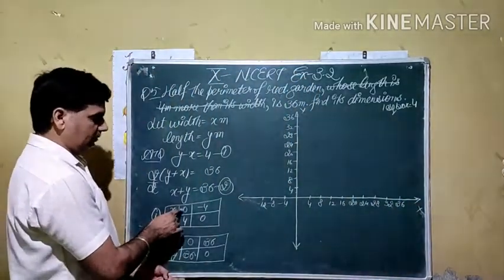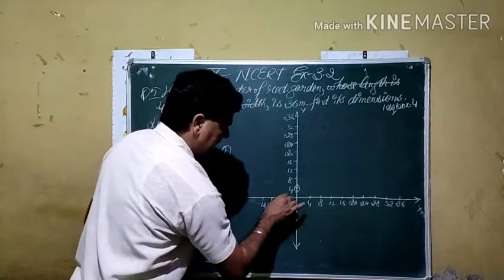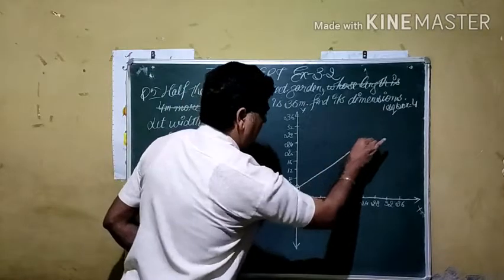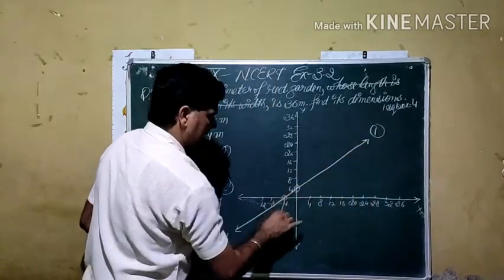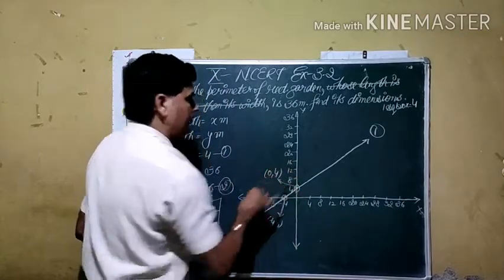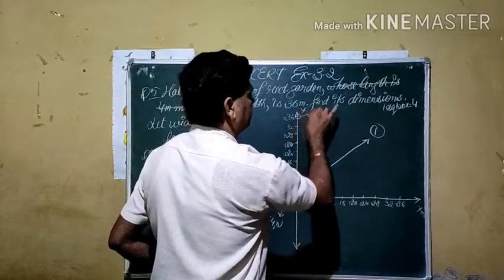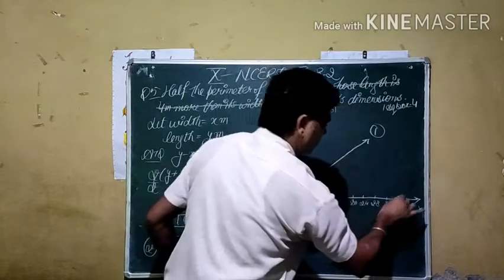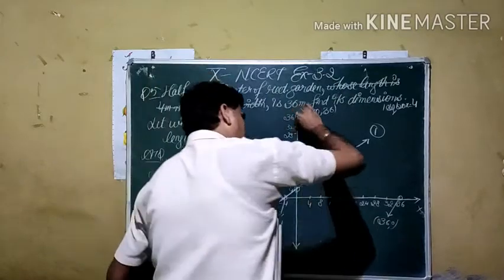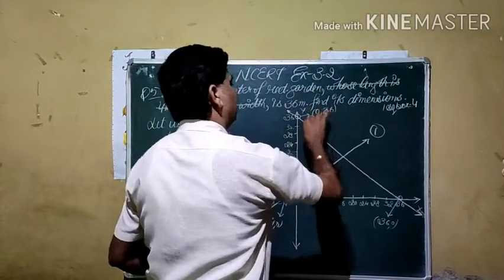For the first equation, x value 0 means on the y-axis we choose 4. The next point is minus 4, 0. This is the second point. If we join them and extend it on both sides, the line comes out like this. This is the point minus 4, 0, and this is the point with coordinates 0, 4. For the second equation, the points are 0, 36 and 36, 0. If we join them with the help of a scale, approximately we get this line. This is line number 2.